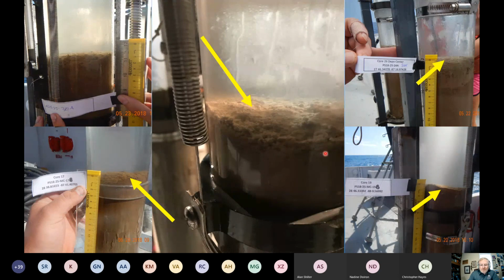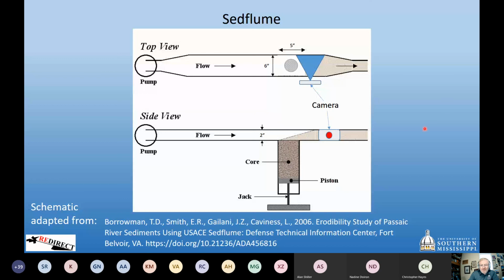So what do we do with these cores? We ran them through a designed sediment flume to figure out what the erosion of material is on the seafloor. How easily can we erode this stuff? Because that tells us how much material we can move relatively, and is it moving at all?